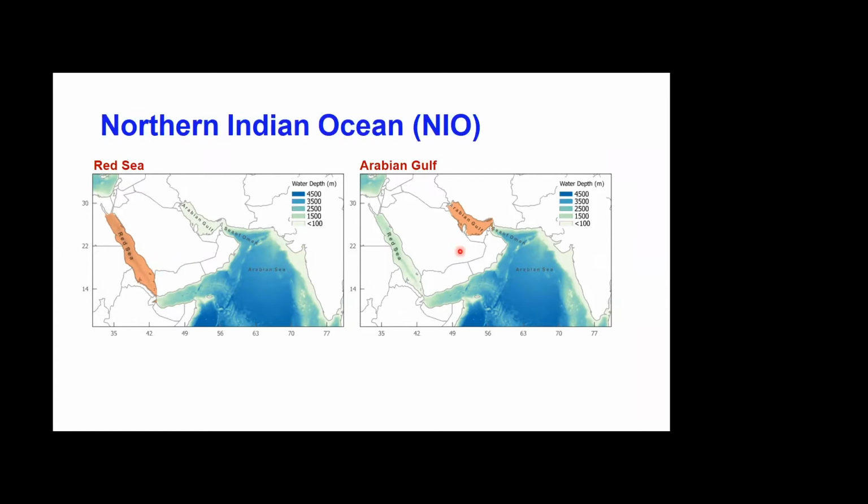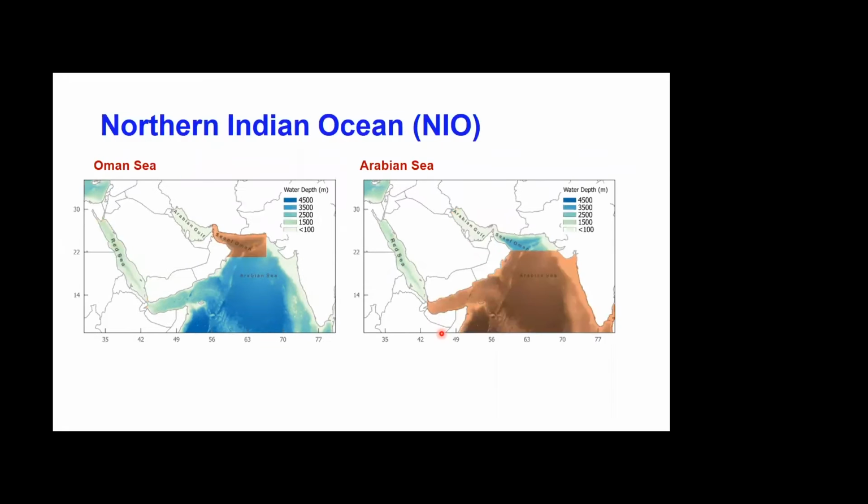The second subregion is the Arabian Gulf. The Arabian Gulf is the shallowest region, and its maximum depth is 90 meters. So it's in the center. But if you go to the southern part of the Arabian Gulf, it's very shallow. It can reach as little as 5 meters.